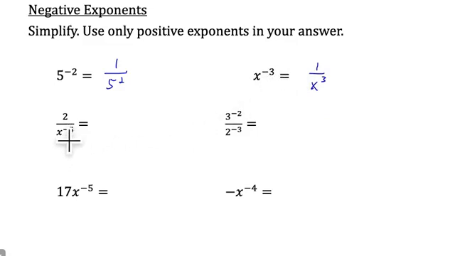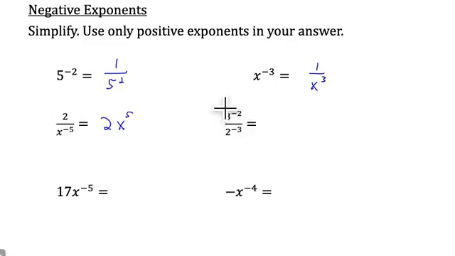Right here we have a negative exponent in the denominator. Well, that means move it up to the numerator. So the 2 stays in the numerator, and the x to the 5th moves up, leaving us with just a 1 in the denominator, and so we can leave off the denominator now. So 2 over x to the negative 5th power equals 2x to the 5th power.